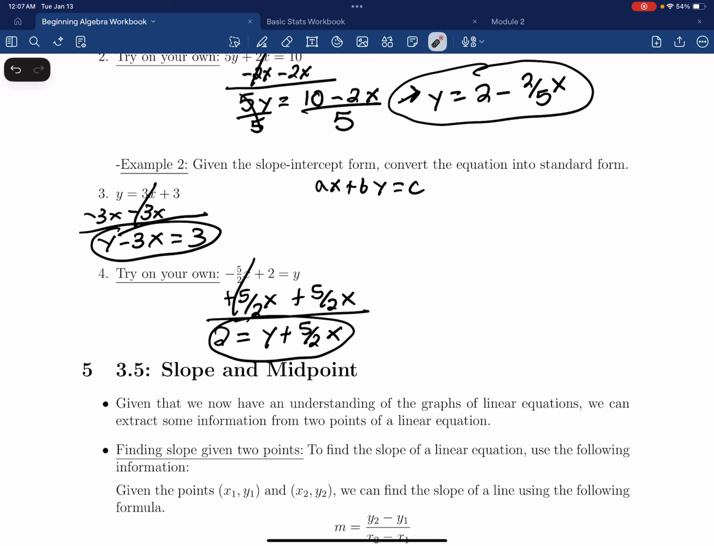Now, if when working through this problem on your own, you said, I'm going to subtract y on both sides so I can get y over here, and subtract 2 on both sides to get 2 over here, that is also a correct way to do it. Both ways will get you an equivalent answer.